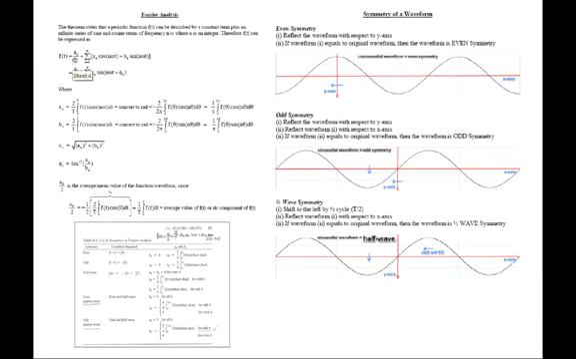f of t is always a naught over 2. Please refer to the notes before. a naught over 2 is always the DC component. And then we have an cos n omega t plus bn sin n omega t. And from those coefficients, that leads to Cn sin n omega t plus phi n.